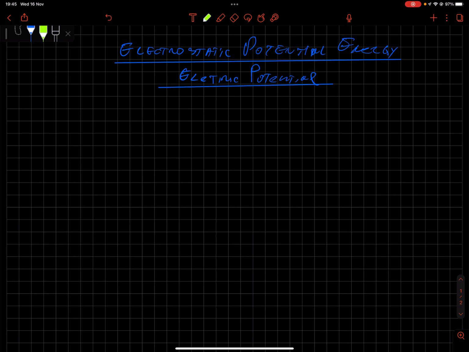Okay, electrostatic potential energy and electric potential. So what is electrostatic potential energy? Let's say that we have some charge Q1, and another charge Q2, and we want to bring the charge to this position here, P1. Let's say we bring this charge from infinity, and electrostatic potential energy is the work that we need to do to bring this charge from infinity to this position here, P1.